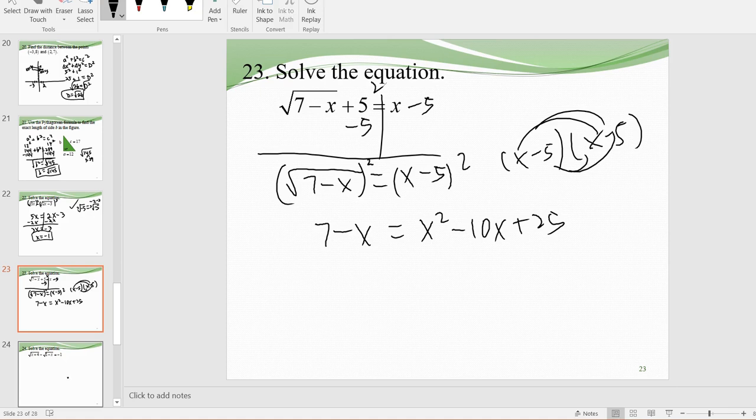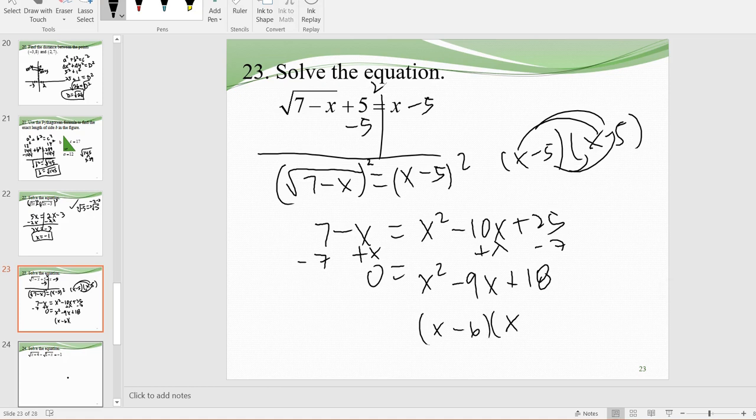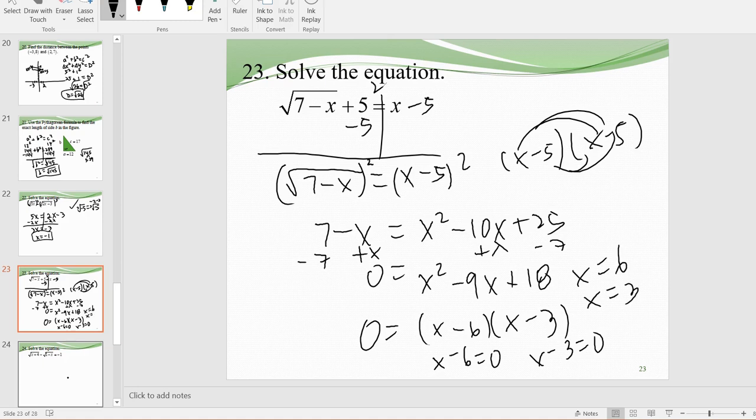We are going to, since it's quadratic, set it equal to 0 by adding x and subtracting 7 to get x squared minus 9x, what is that, plus 18? The only way that we've learned so far to solve these is to factor them. So that would be x, probably actually minus 6, x minus 3, setting each of these equal to 0. We get x equals 6, we get x equals 3. Maybe. So you check these.